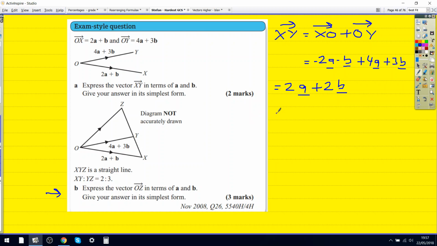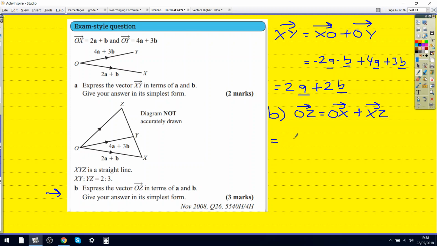Part B: express vector OZ in terms of A and B. We can use our previous answer again. O to Z is just, we got X to Y, didn't we? I'd recommend you do this by doing O to X, and then O to Z, and then X to Z.